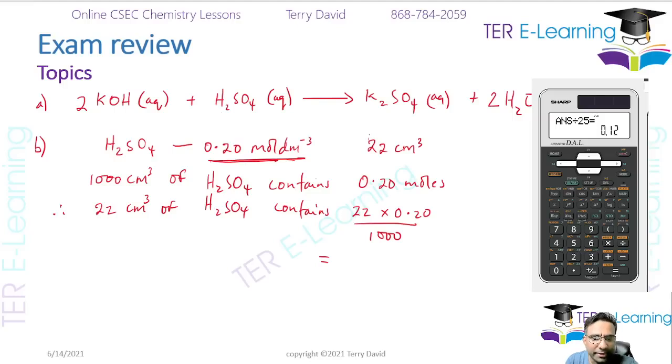So I'm going to take 22. So let's use the calculator here. 22 multiplied by 0.2 divided by 1000, and I'm going to get 0.0044, so 2 zeros and 2 fours. 0.0044 moles. So that's it. That's my answer for part B. I knew the concentration, I know the volume of acid that I used, which was 22.